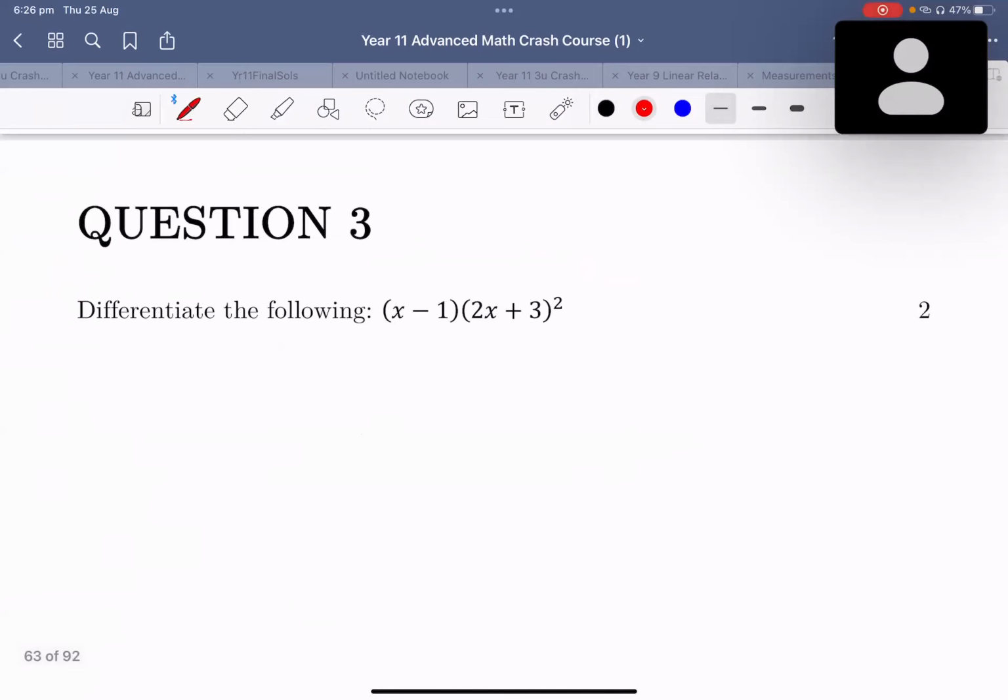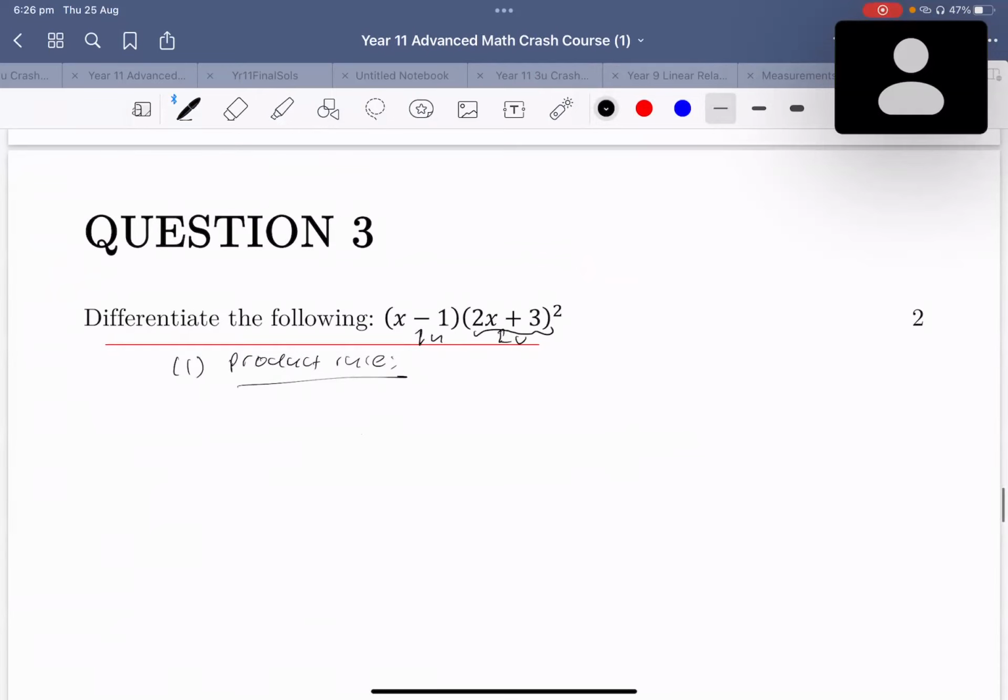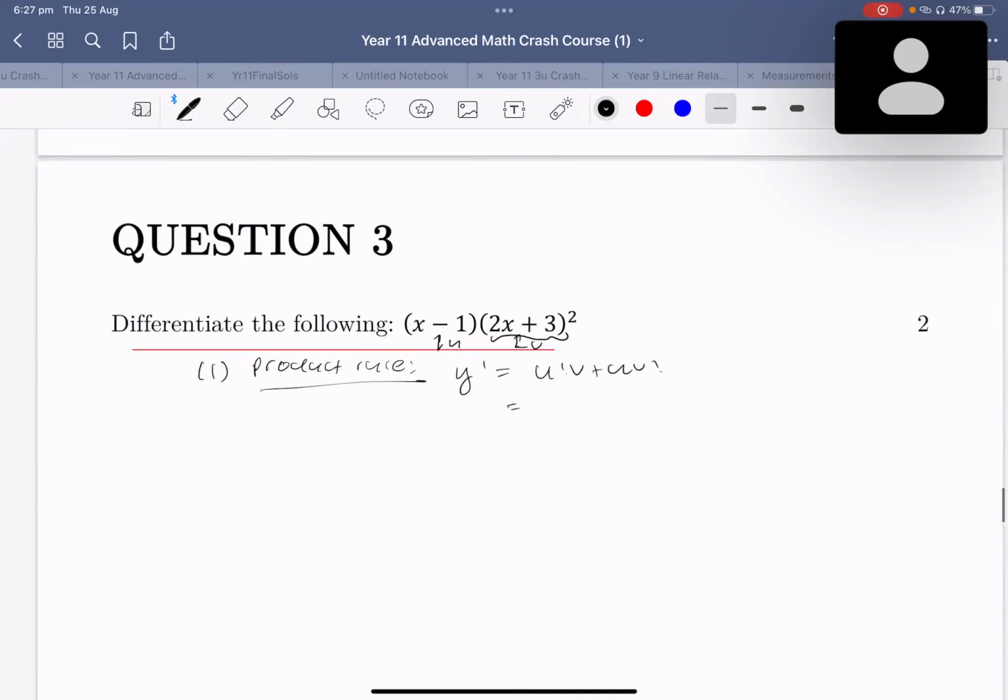Question 3, also pretty simple. I want to differentiate this expression. Just note that this time we have to use 2 rules. First, the product rule. Let's use that first. So let's label this as u and this as v, this as in this entire (2x+3) to the power of 2. So that leaves us with y dash is equal to u dash v plus u v dash, where the dash represents the derivative of u and v.